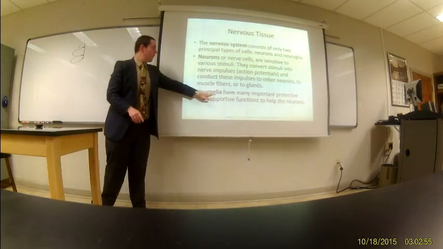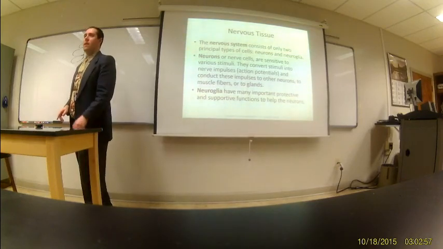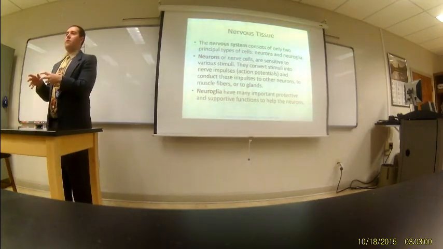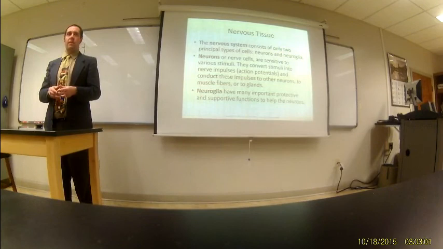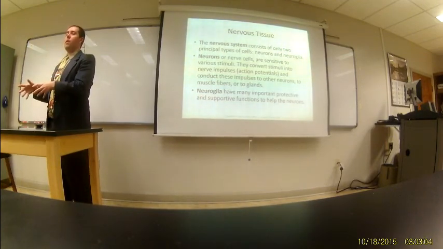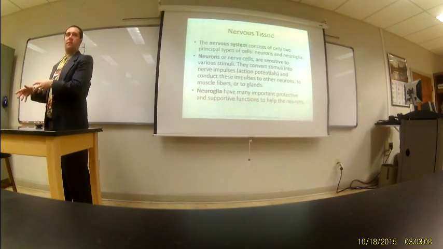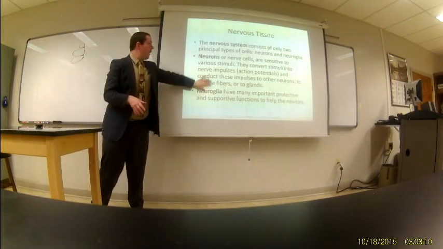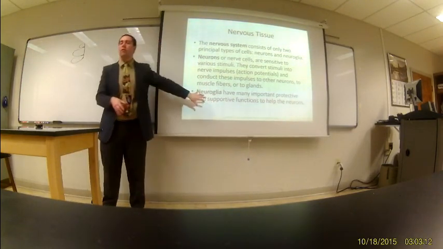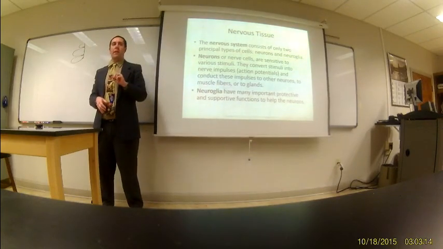The other cells are called neuroglia. They are the helper cells of the neurons. It's like a professional athlete with a whole bunch of different trainers that help that athlete perform at their best. Okay? For every one neuron, there could be hundreds or thousands of neuroglia.